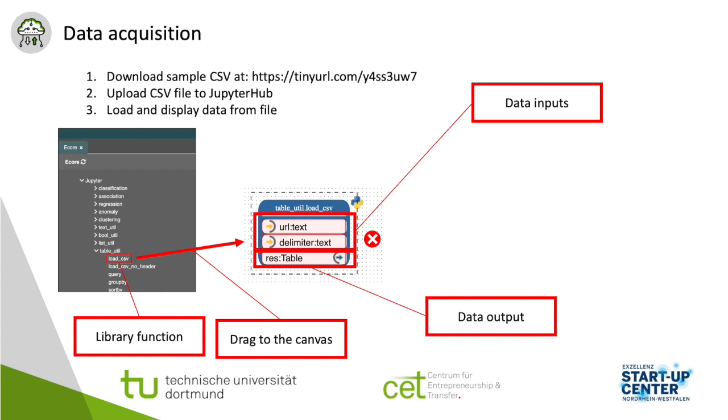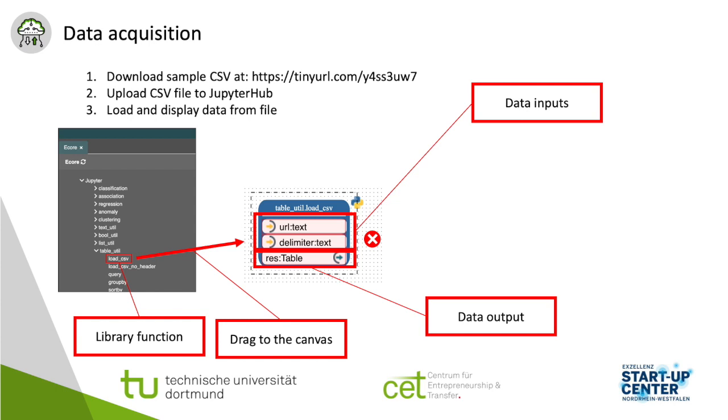Now the data can be read from the file. For this, the Load CSV function in the Table Util folder is selected. To use the function, simply drag it onto the canvas, whereupon the function is inserted with suitable data inputs and outputs. As you can see, the inputs are visualized with a yellow arrow on the left side and the outputs with a blue arrow on the right side.